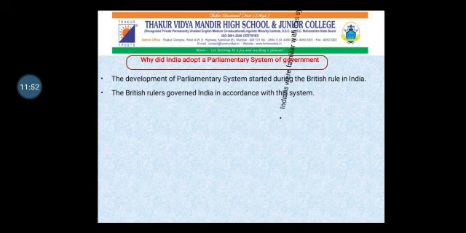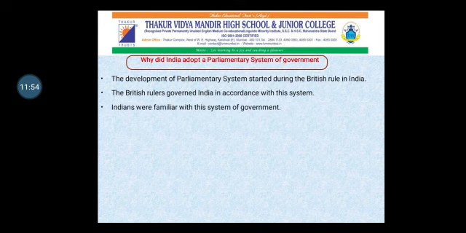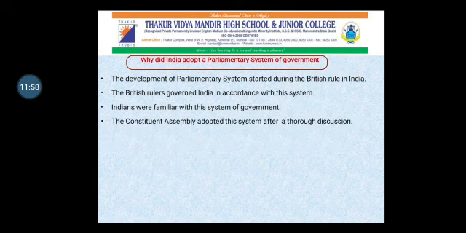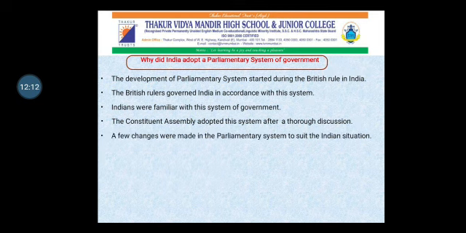So Indians were familiar with the system of government. The Constituent Assembly, who prepared our constitution, made a few changes in the parliamentary system to suit the Indian situations because both the countries are different. English European countries are different and India is a different country geographically, population wise, economically, everything.